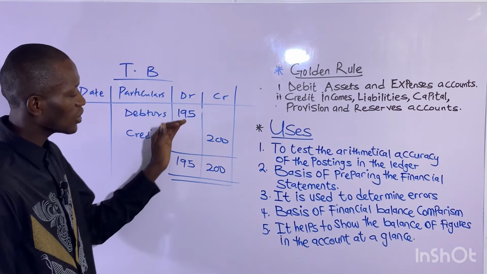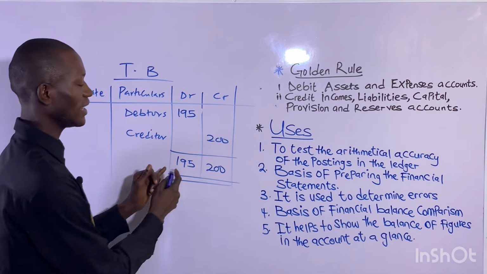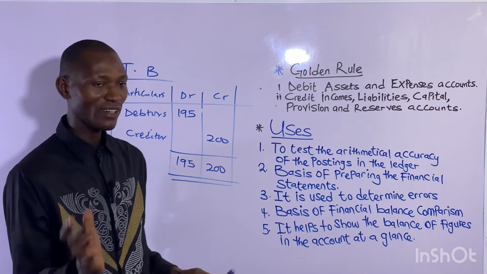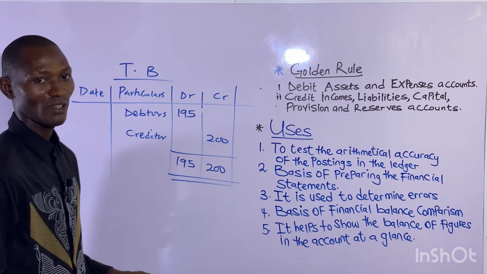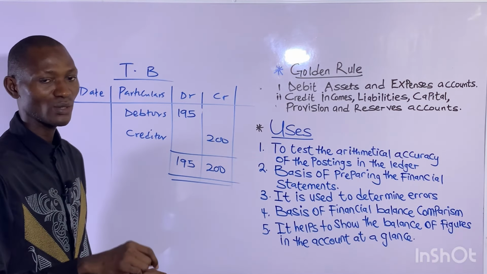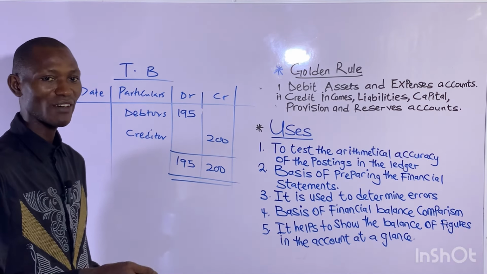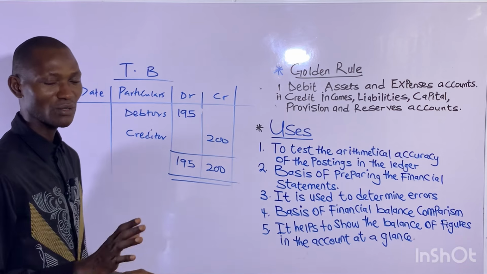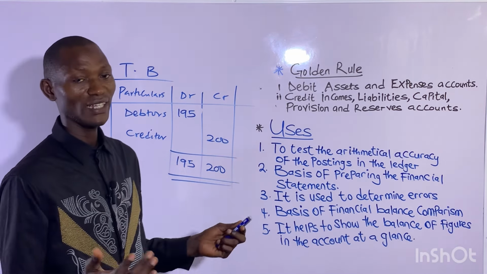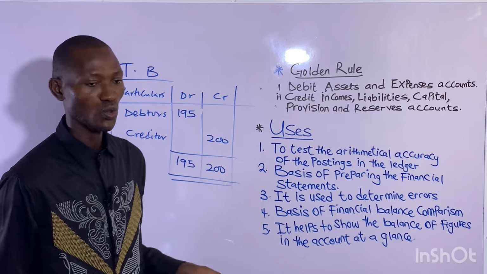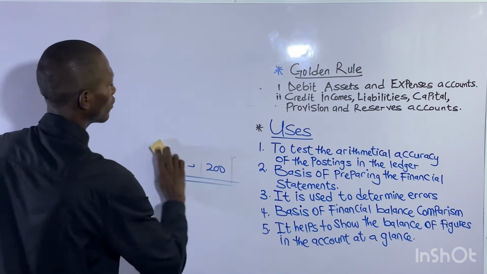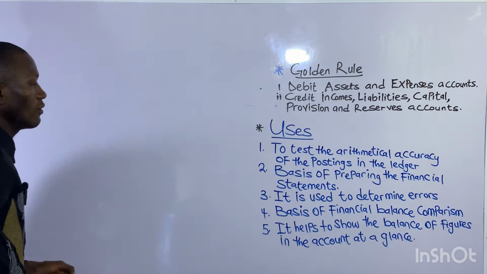So trial balance will help you to show that when the two sides are not equal, there are errors. So let's list some of these errors for you to understand them. These errors that we want to list now are those errors that will affect the agreement of the trial balance, or that will not make the two sides of the trial balance to be equal.